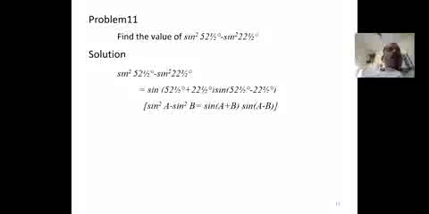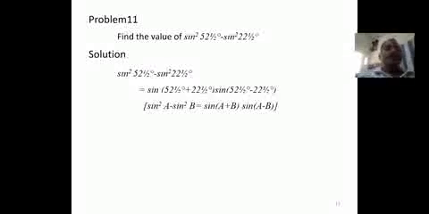So sine of (52 and a half plus 22 and a half) into sine of (52 and a half minus 22 and a half). With the help of the formula, sine square a minus sine square b is sine of a plus b into sine of a minus b, where a is 52 and a half, b is 22 and a half. Therefore, we get sine 75 degrees into sine 30 degrees.